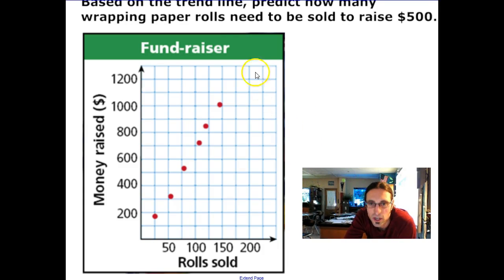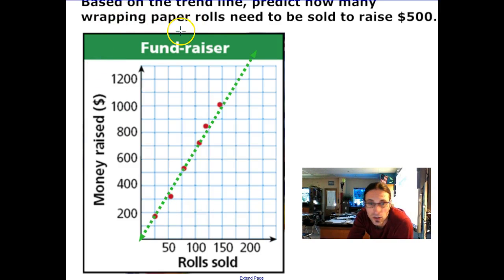Well, in this example here, what I want to do is actually put in a line. And I like to use dashed lines. So I'm going to go right about here. And what I'm trying to do with this line is to say, hey, wait a minute. That line does a pretty good job estimating where these red dots fall. The more rolls I sell, the more money is raised. So it's definitely a positive correlation.